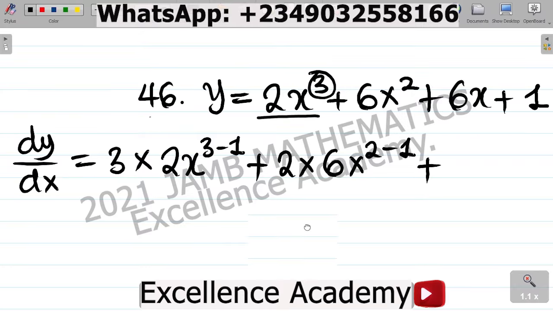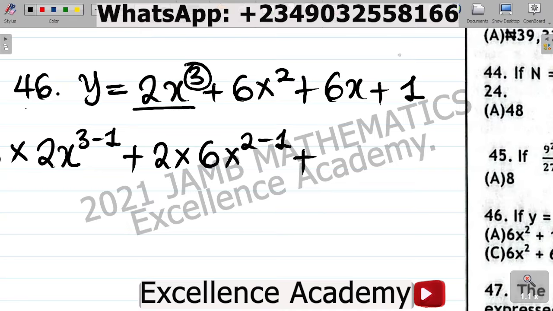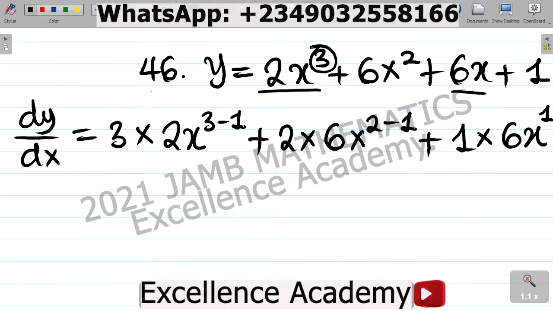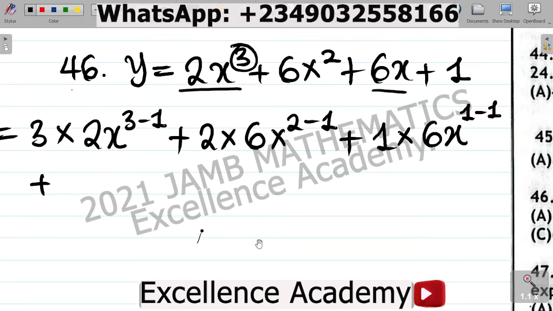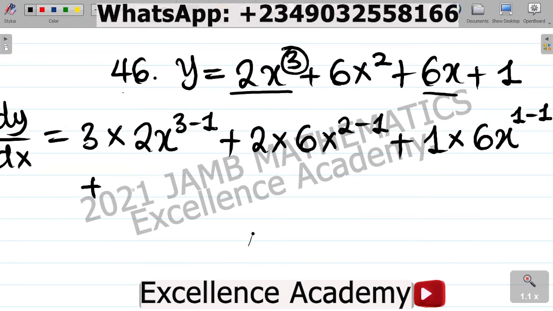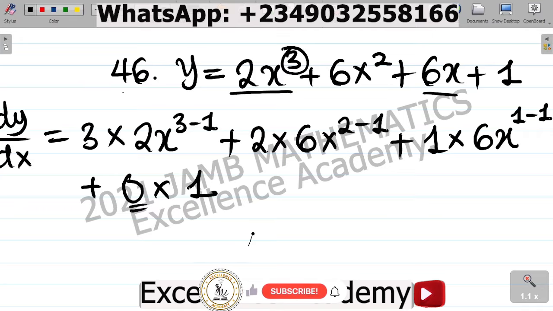Plus, for this, the power here is 1. So let's repeat that. That becomes 1 times what I have here, 6x, subtract 1 from the power. That becomes 1 minus 1. And then finally, plus this one here, you have a 1 here. This one does not have any x attached to it. So it becomes 0 times what you have there. All right, we're using 0 because there is no x attached to it.